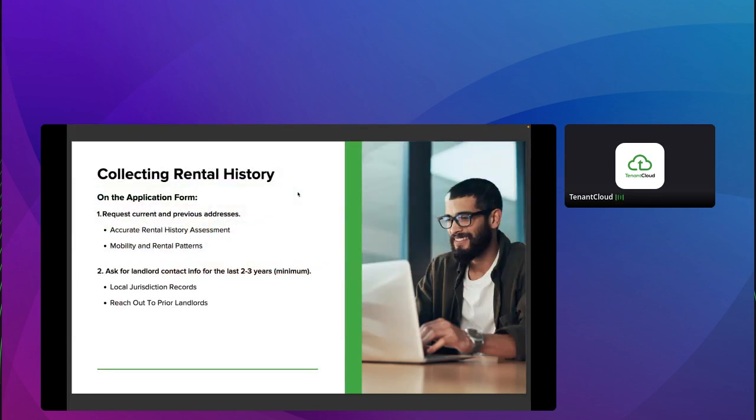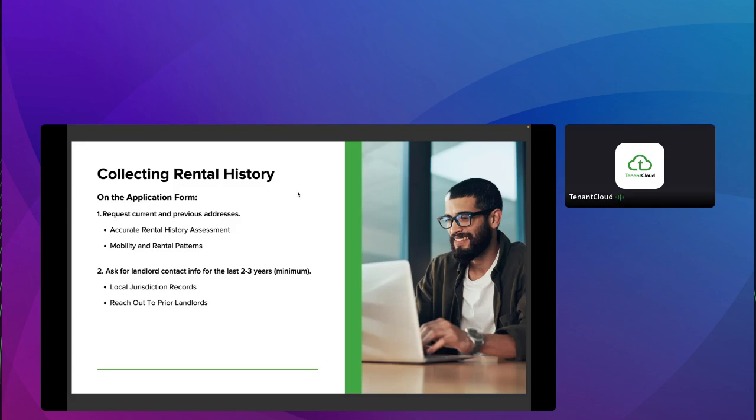Collecting rental history on the application form. In order to properly screen a tenant, here's some core information that you need to make sure you're getting on the rental application. One, request current and previous addresses. That provides you with an accurate rental history assessment, which you can then compare against their credit report, showing you their previous registered addresses. If there's something that doesn't line up, for example, maybe they neglected to put that there was a different property that they stayed at a year or 2 years ago that shows up on their tenant screening report that they didn't disclose on the application, that's probably a yellow flag that you want to dig a little deeper into.